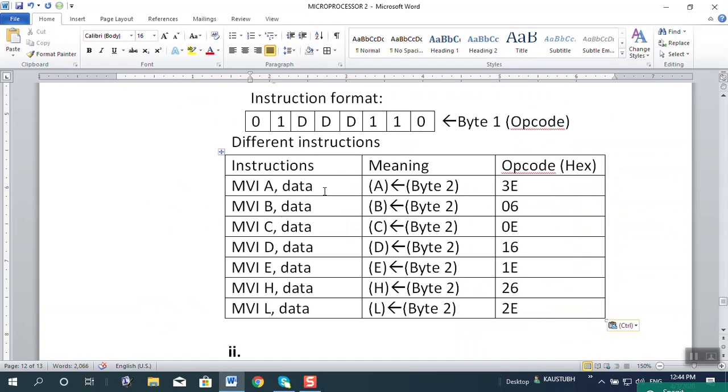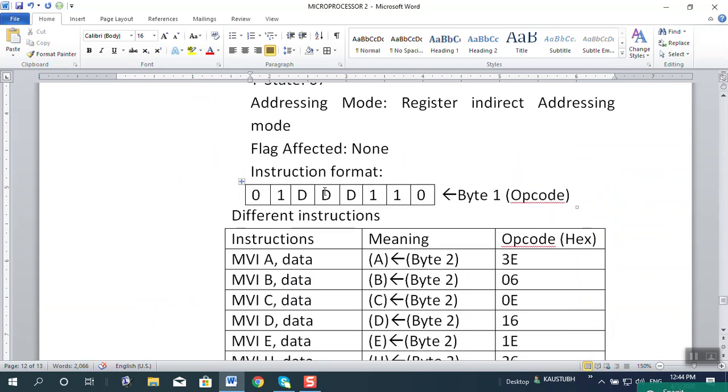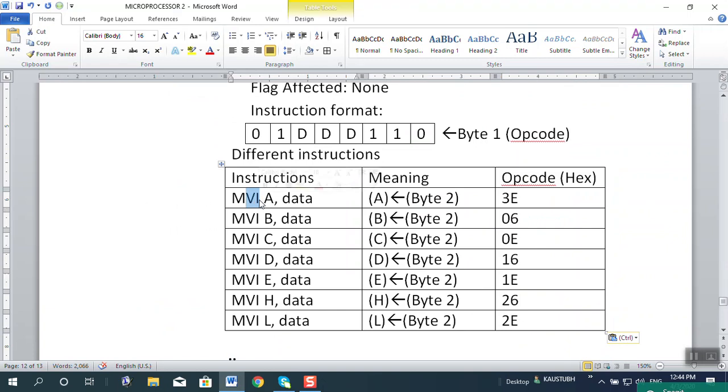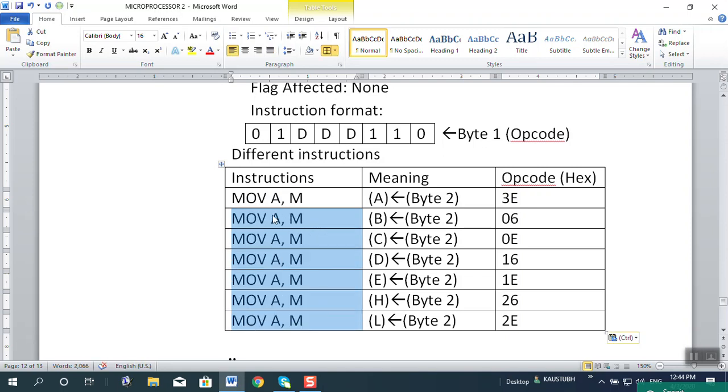So the different instructions are move A, M, then move B, C, M, D, M, E, M, H, M, L, M.